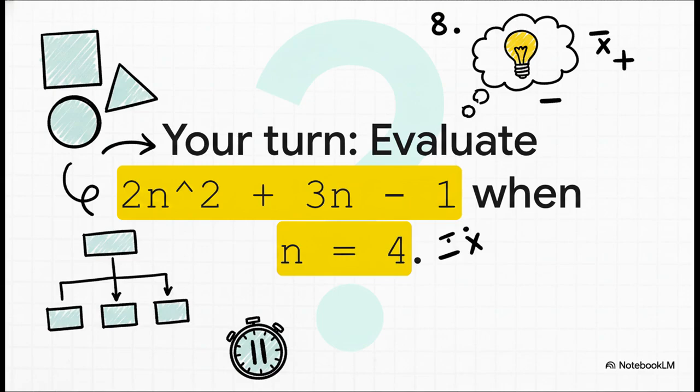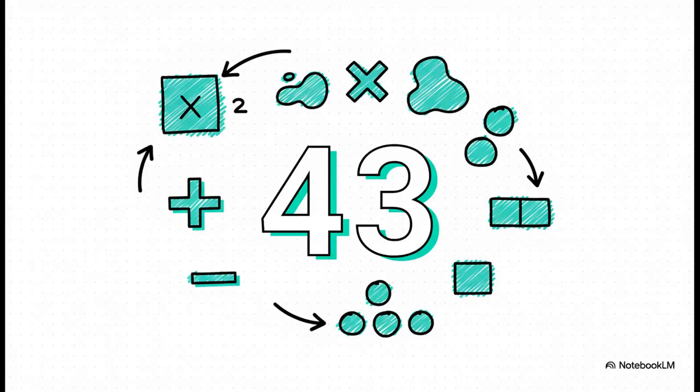All right, your turn. Here's a brand new expression and a new value for the variable. Just use that exact same PEMDAS process we just walked through. Seriously, go ahead and pause right here, grab a piece of paper, and give it a shot. How did you do? The answer is 43! Yes! If you got that, that is awesome.